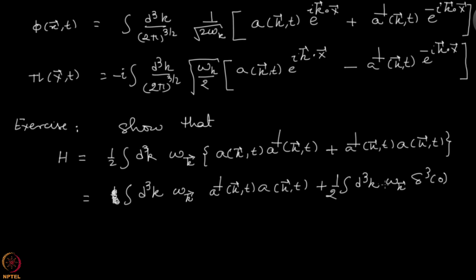And you are integrating d cube k omega k, where omega k is the square root of k square plus m square. That doesn't provide you any damping when k becomes large. So this integral is really going to blow up. It's an infinite quantity, because the integration limits are from minus infinity to plus infinity. So this is a divergent piece, but that's fine.